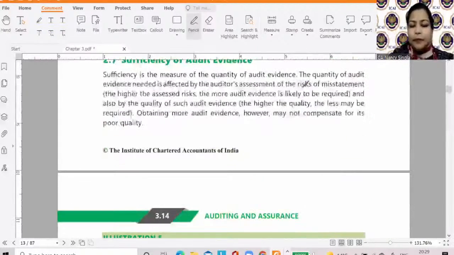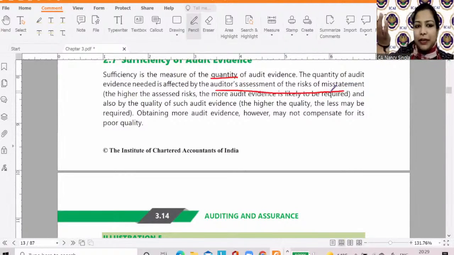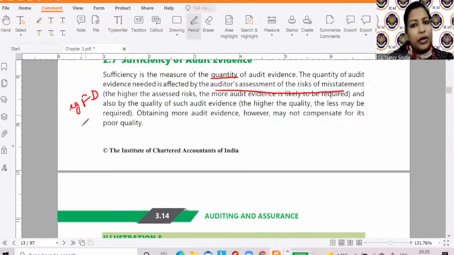ठीक है, sufficiency is what? Quantity, है ना? Sufficiency is what? Quantity, and it is affected by auditor's assessment of risk of material misstatement. ज्यादा risk होगा, ज्यादा audit evidence quantity लेंगे. ठीक है, quality अच्छा है तो कम audit evidence ले सकते हो. I gave you example of what FD, है ना? But vice versa is not possible. आप ये नहीं बोल सकते कि quantity अच्छा है तो quality के साथ compromise कर सकते हैं, नहीं.